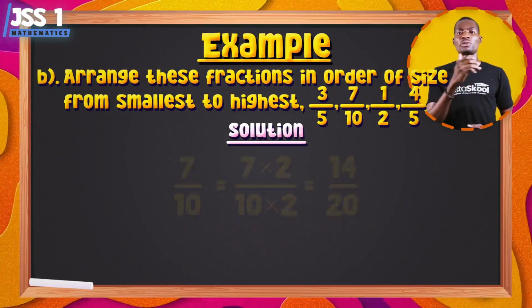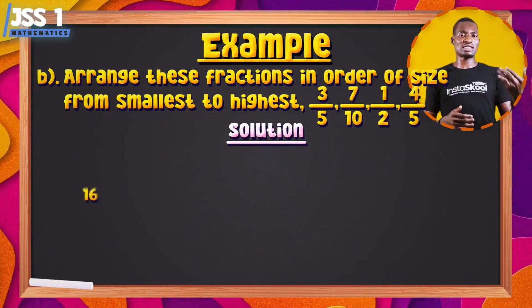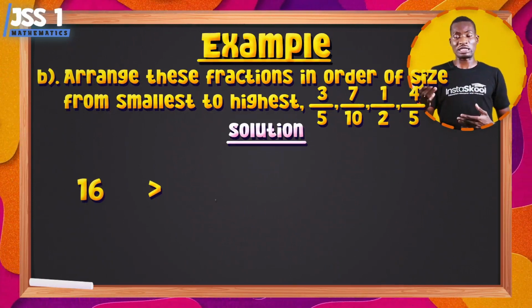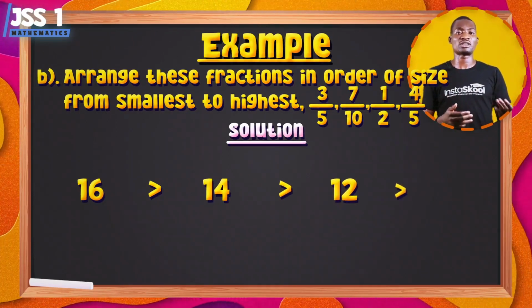Now, when we arrange the numerators of all these numbers in decreasing order, you would see that 16 is greater than 14, 14 is greater than 12, and 12 is greater than 10.